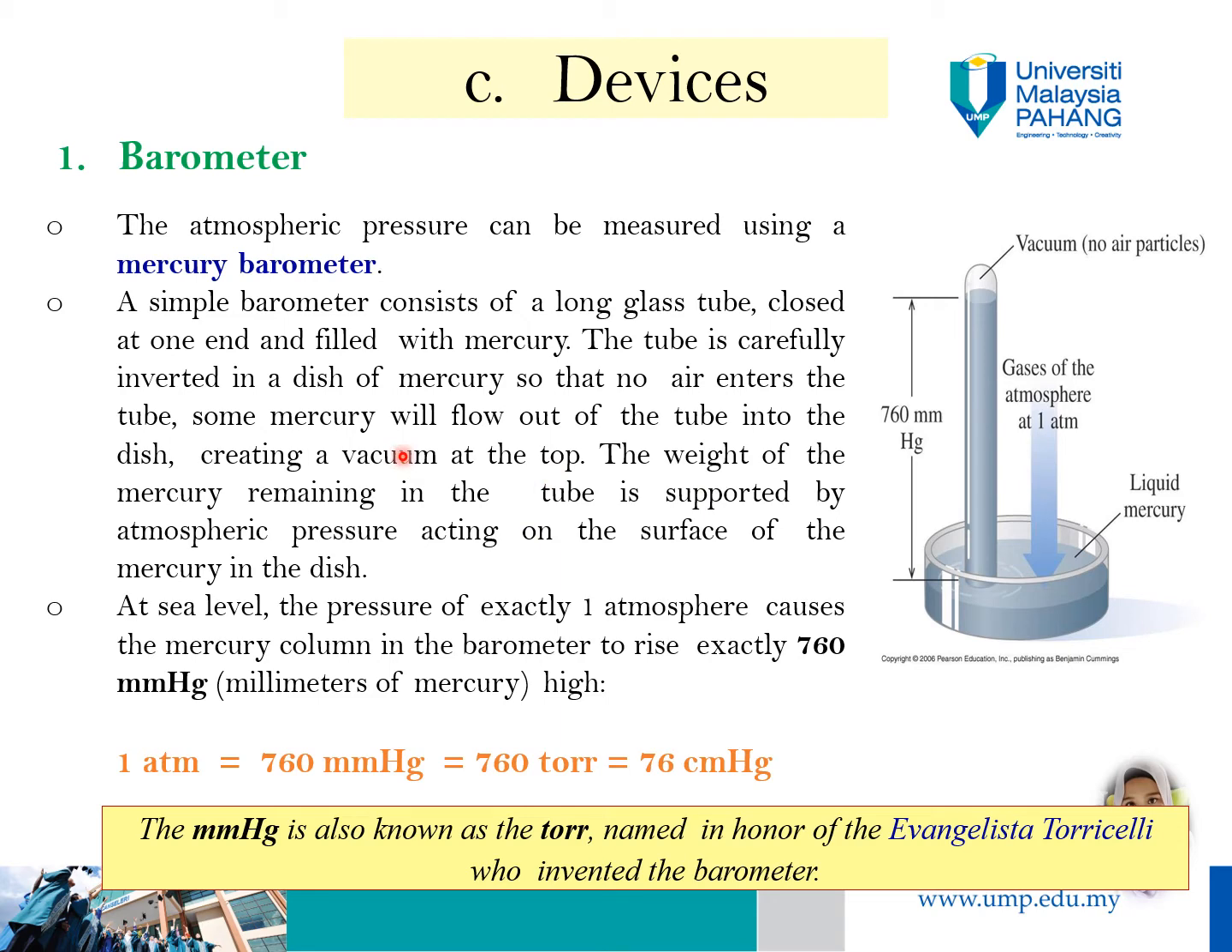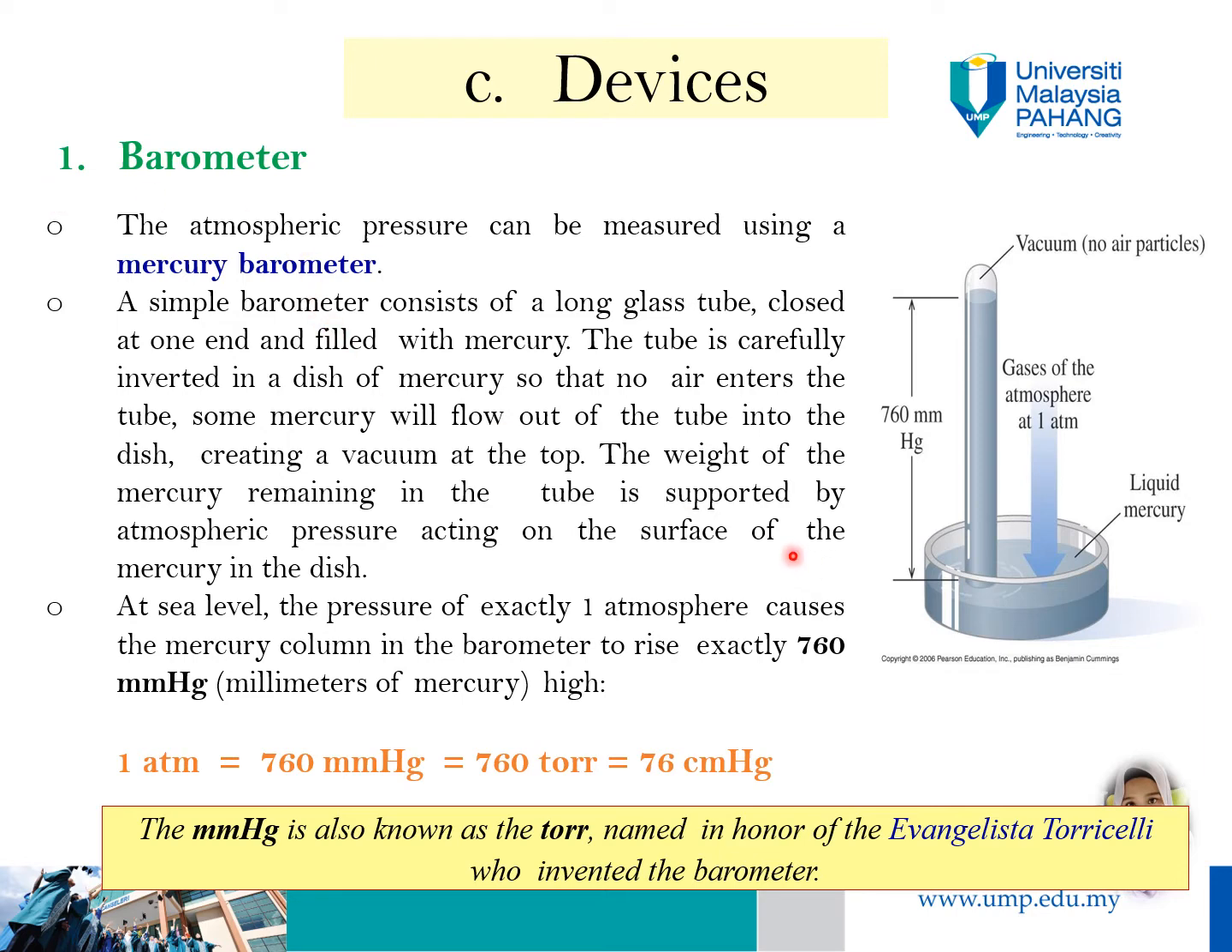Actually, you can easily make a DIY barometer. You just take a glass bottle, turn it upside down, and put the neck into a bowl of motor oil. When the atmospheric pressure increases, the oil level in the bottle will rise, and when the pressure decreases, the oil level in the bottle will fall.